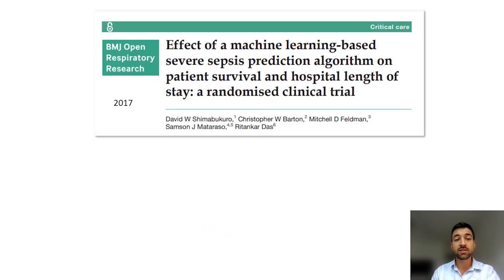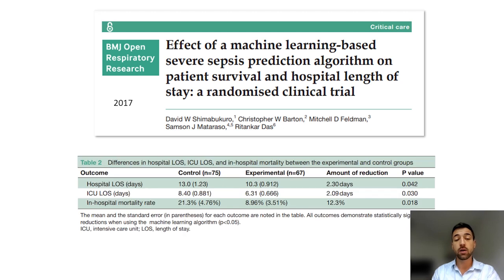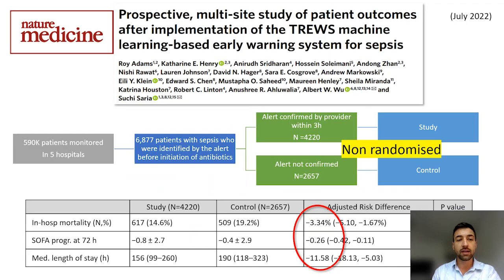The randomized trial is this one, 2017, well designed, positive in the sense that there was an improvement in patient outcomes with the machine learning system. The problem is that this is a monocentric trial, and that altogether has 142 patients. We already talked about that Nature Medicine paper of prospective evaluation of a machine learning model, which wasn't published at the time of the review.